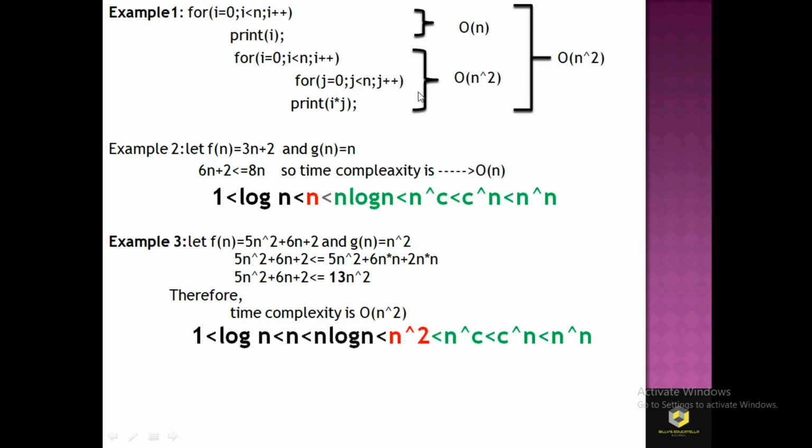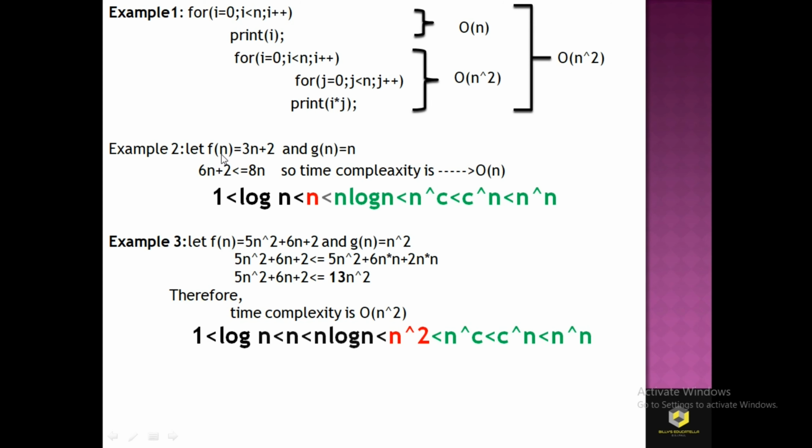Among this whole program, which time complexity do we have to consider, order of n or order of n square? We have to consider only big O of n square, because order of n is less than order of n square. So we have to take only the upper bound case in writing an algorithm, and this will be the time complexity of the given program.